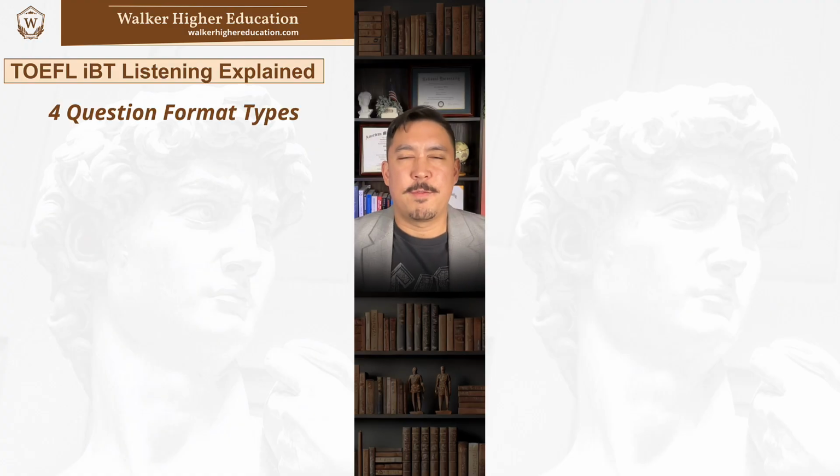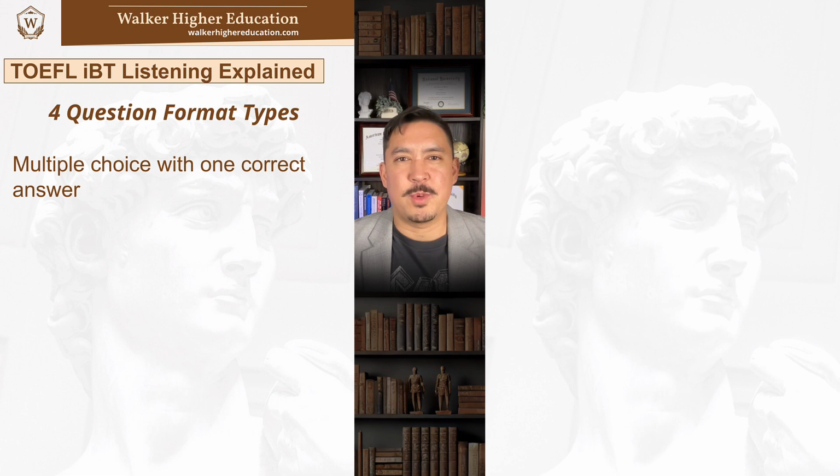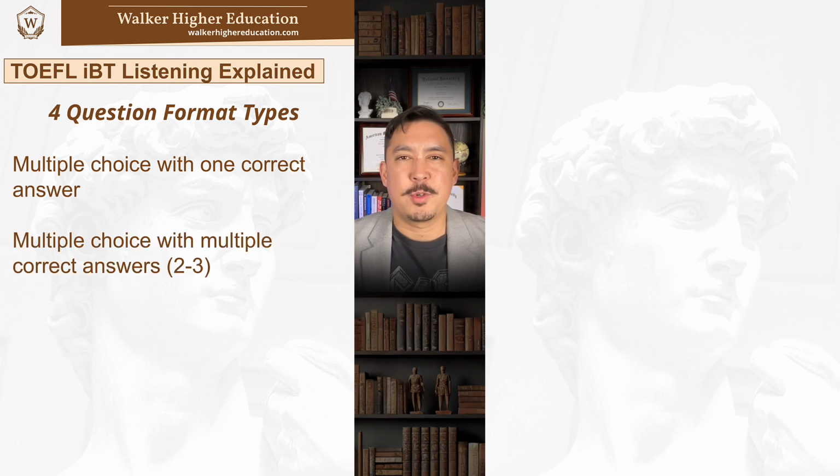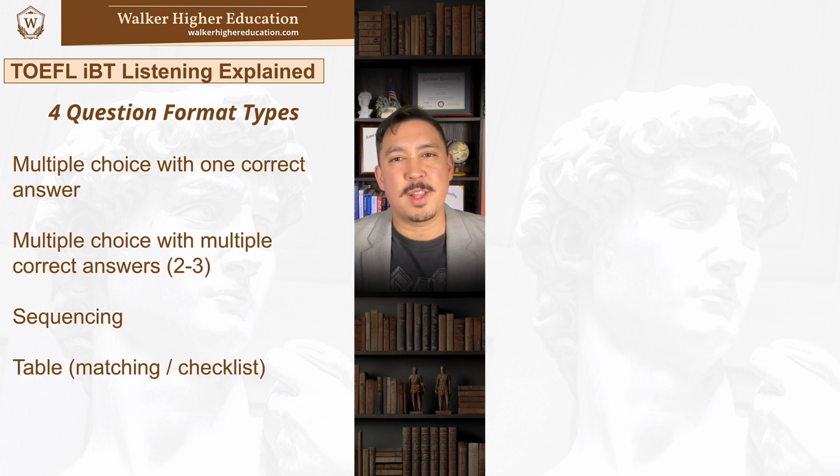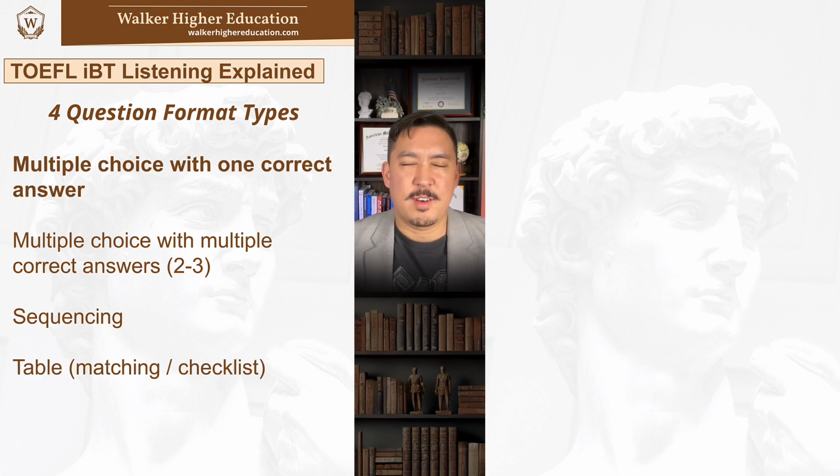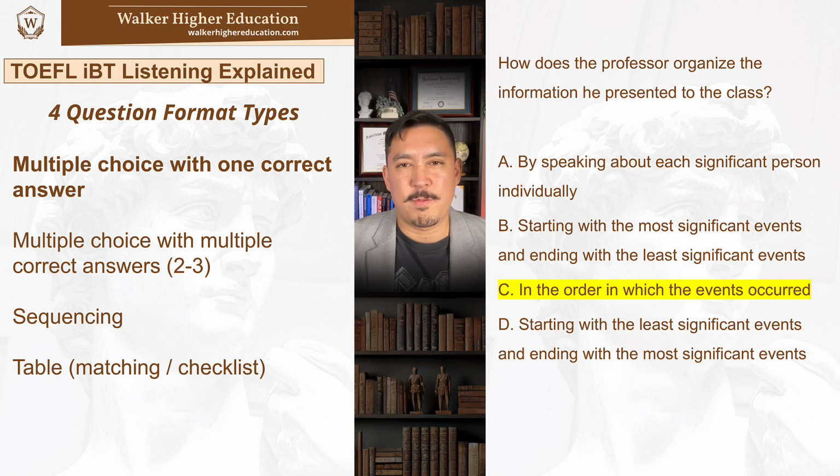Here's a list of the 4 question format types. We have multiple choice questions with a single correct answer, multiple choice questions with multiple correct answers, sequencing questions, and questions where you complete a table. Firstly, we have multiple choice questions with a single correct answer. These are the traditional multiple choice question. You're given a question with 4 answer choices, and only one of those answer choices is correct.